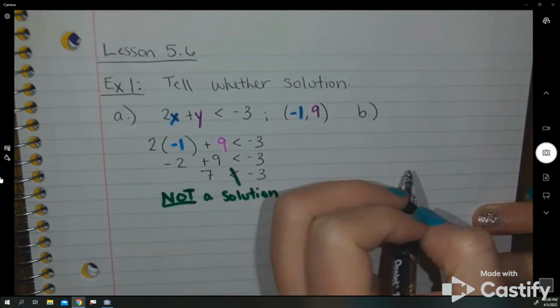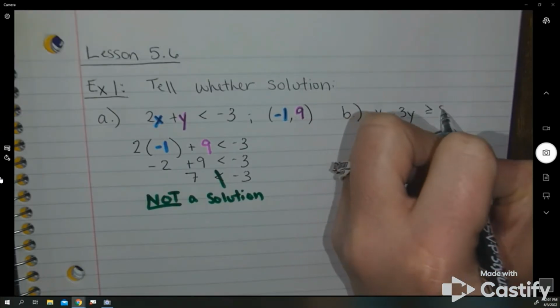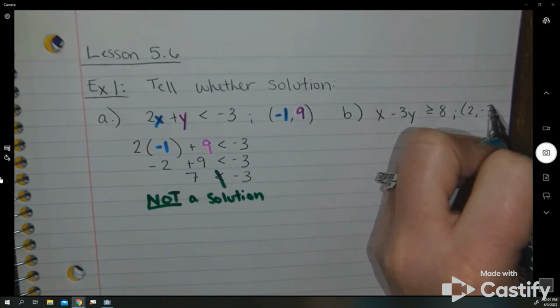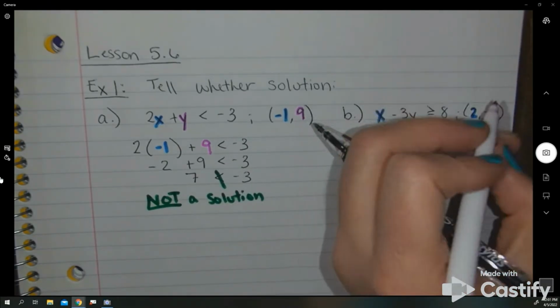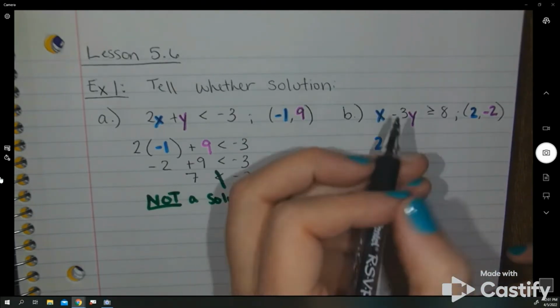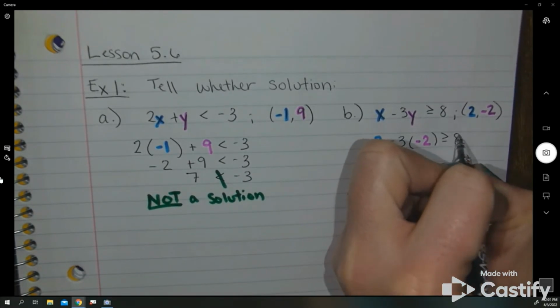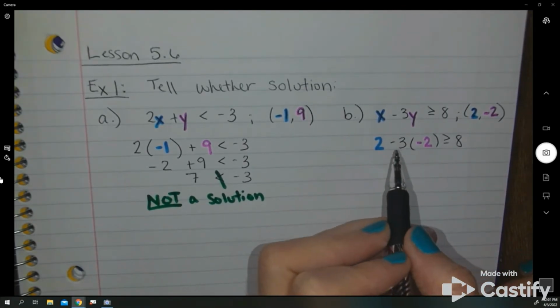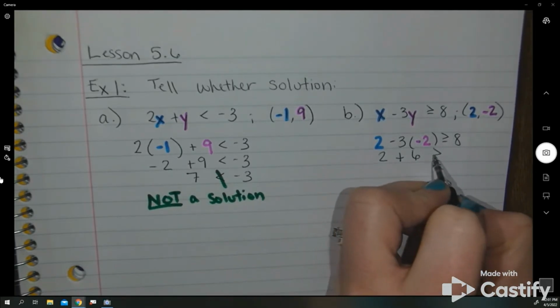For equation B, we have x minus 3y is greater than or equal to 8. And the point we're going to test is 2, negative 2. So I'm going to plug in 2 for x, and I'm going to plug in negative 2 for y. So I have 2 minus 3 times negative 2 is greater than or equal to 8. So I want to take care of my multiplication first. Negative 3 times negative 2 is positive 6. Bring down this 2. Greater than or equal to 8.